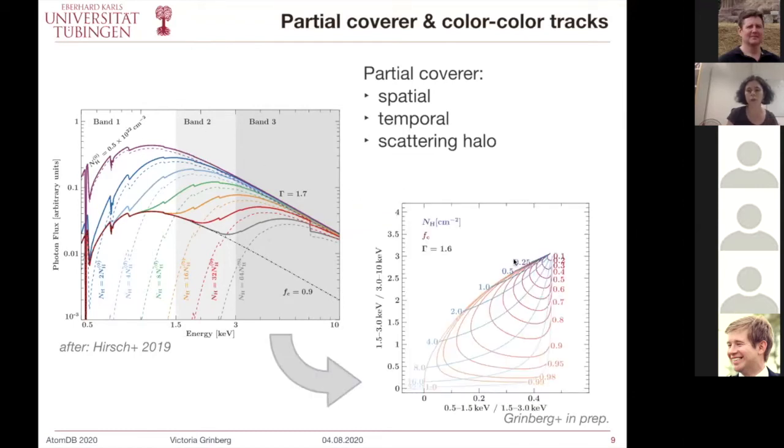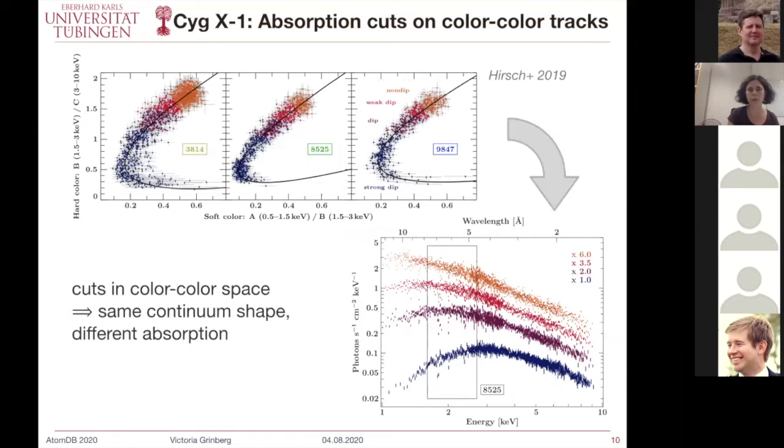What I'm doing here, namely, is plotting on the y-axis band 1 divided by band 2, and on the x-axis band 3 divided by band 2. And what I get out there are those very, very typical tracks. Each of these orange tracks is for one given covering fraction, and for variable absorption as I walk along the track. And this will become important in a second.